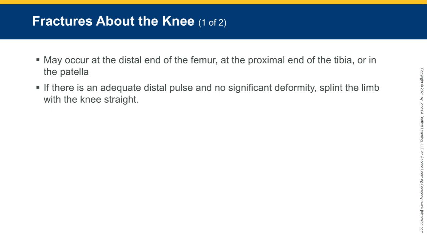Fractures around the knee can occur at the distal end of the femur, the proximal tibia, or the patella. If the patient has a good distal pulse and no significant deformity, splint the limb with the knee straight. However, in cases of severe deformity, the knee should be immobilized in its current position.